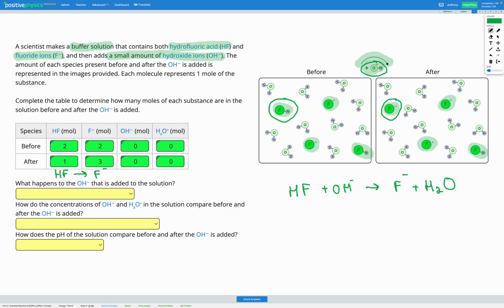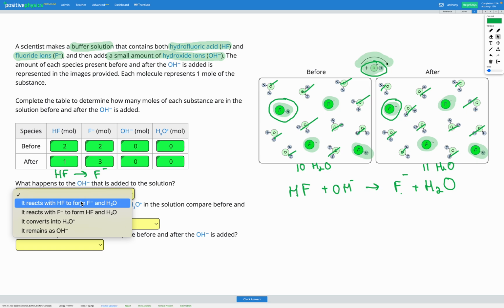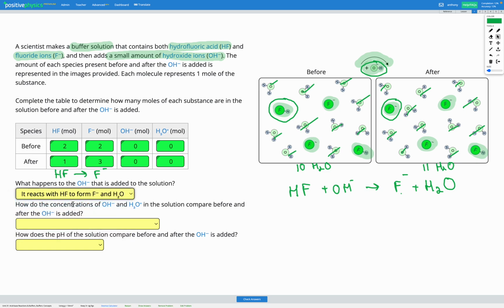So if we count how many H2Os we had before and after, before we had 1, 2, 3, 4, 5, 6, 7, 8, 9, 10 H2O. And after we had 1, 2, 3, 4, 5, 6, 7, 8, 9, 10, 11 H2O. So when we added the OH-, it reacted with the HF to form F- and H2O. So what happens with the OH- that's added to the solution? It reacted with HF to form F- and H2O.